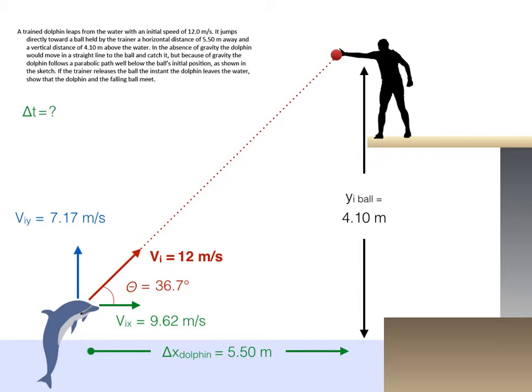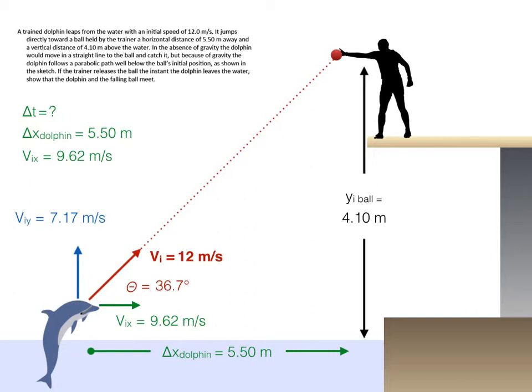We want to find that change in time that it takes the dolphin to get from where it is to where the ball is being dropped. So it's going to be moving over 5.5 meters in the x direction. And since we know the initial velocity in the x direction, and by the way there's no acceleration in the x direction, we should easily be able to find the time.